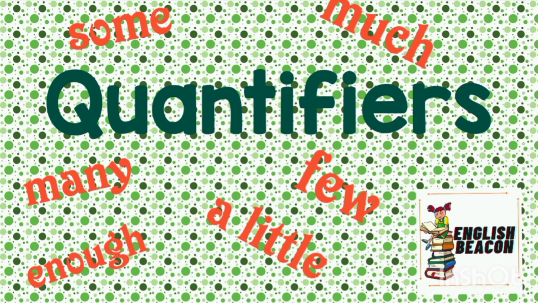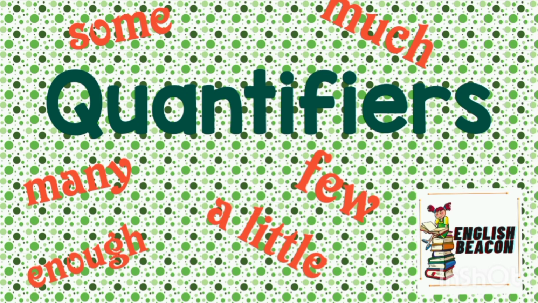I have some money. Now this sentence has a noun, money. Some is coming right before it, so some is a quantifier. He has many friends. Now friends is a noun, and many is coming right in front of the noun friends, so it is also a quantifier. It is not a numeral because it is not showing any exact number of friends.